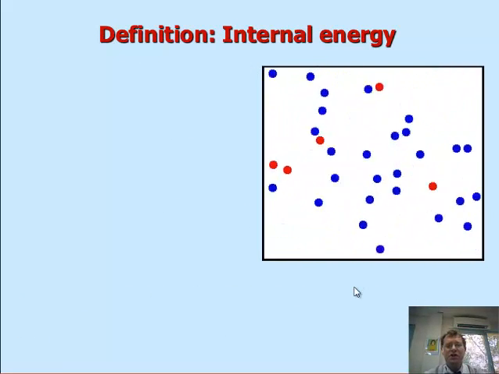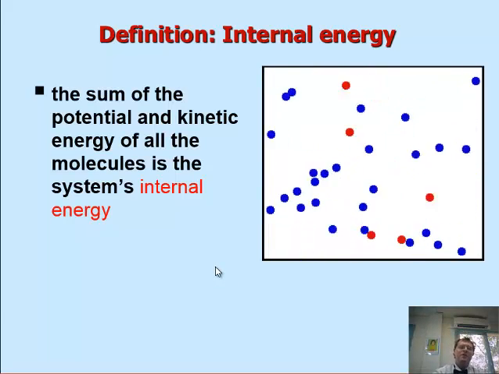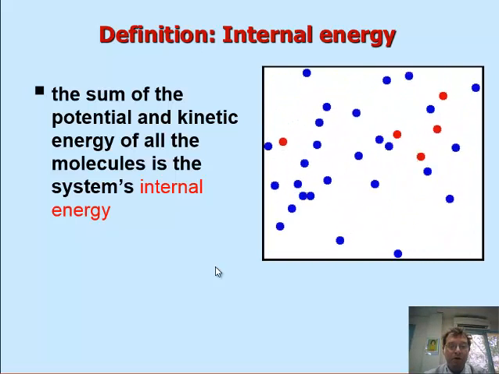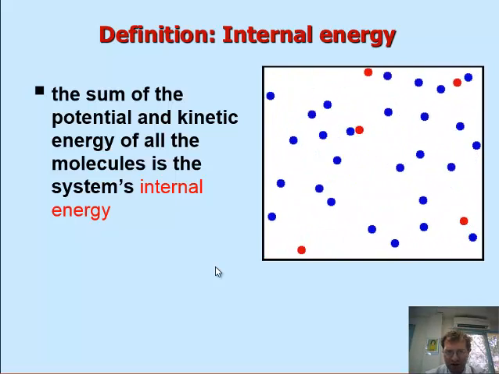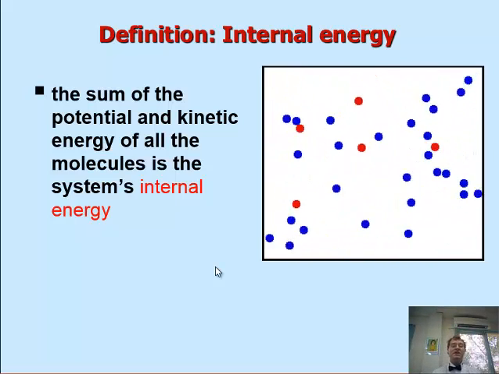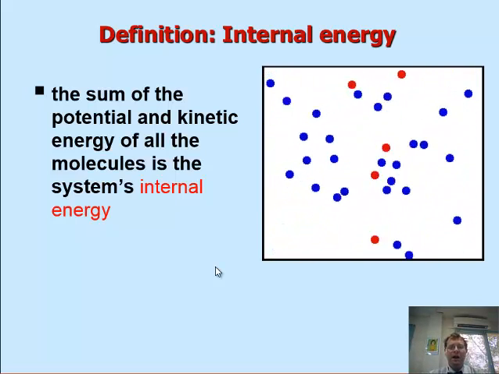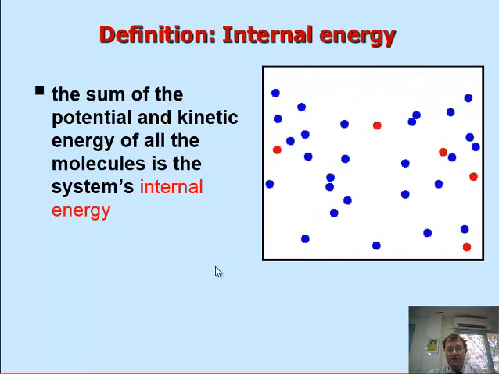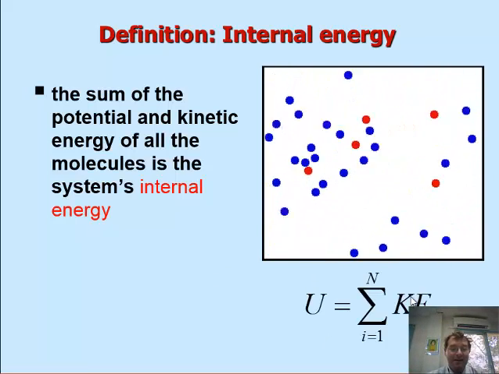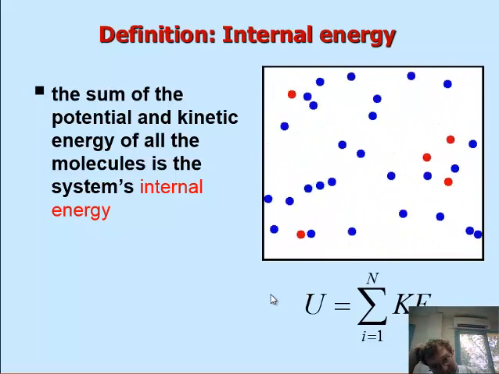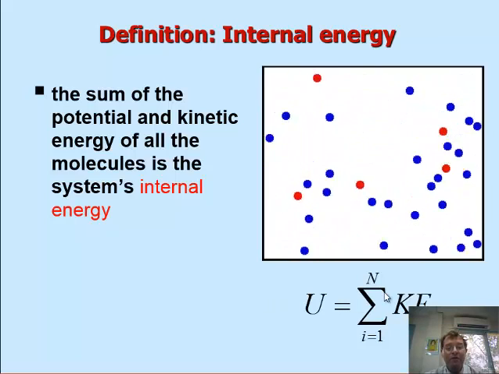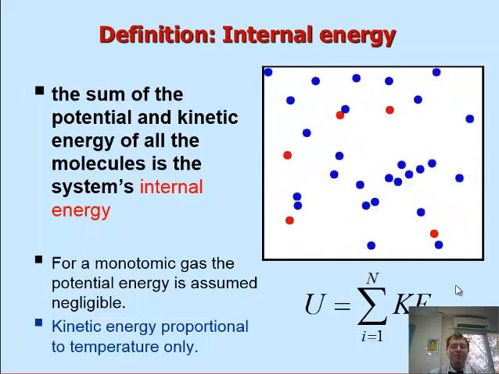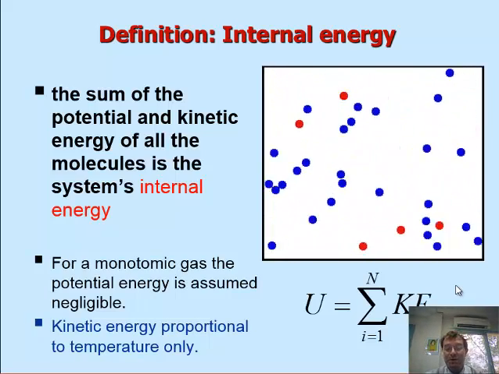Next thing I'm talking about is something called internal energy. Now what internal energy is, this is the sum of the potential and kinetic energy of all the molecules, and this is known as the system's internal energy. So what we think about here is that because there's motion and because there's forces acting between particles within a system, this provides it with what's known as the internal energy. So the internal energy is going to be the sum of all of the kinetic energy in the situation when we're thinking about a monatomic gas, because obviously the potential energy is negligible in that situation.